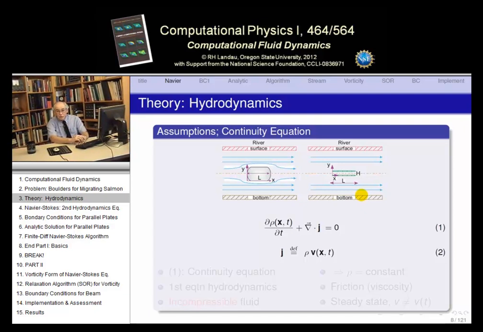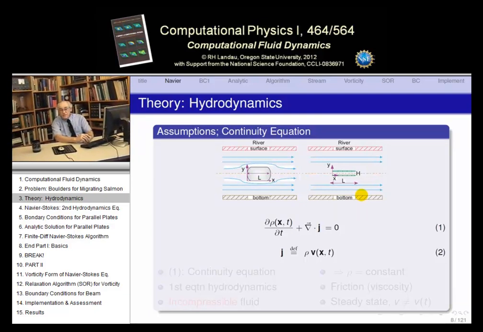This is a standard equation in physics, probably familiar to many of you from quantum mechanics, where, in fact, much of physics, E and M, quantum mechanics, borrows from fluid dynamics, because the concepts are much the same, but fluid dynamics is where they came from, so it's good that we know it. So, equation one here is the continuity equation. dρ/dt plus del dot J is zero.